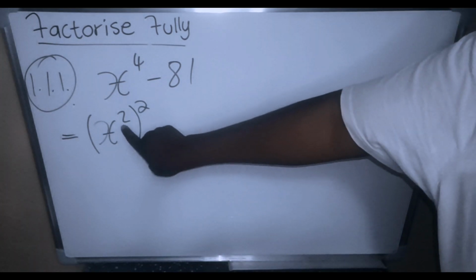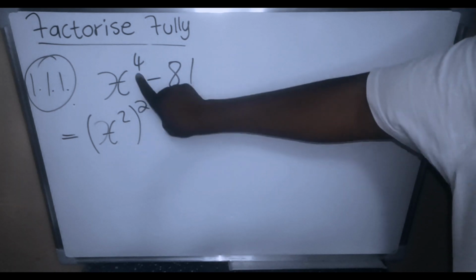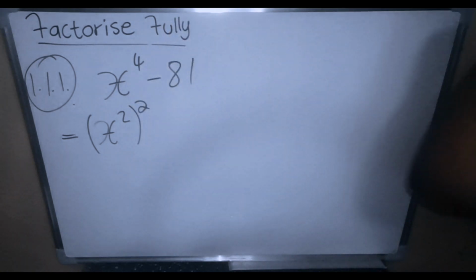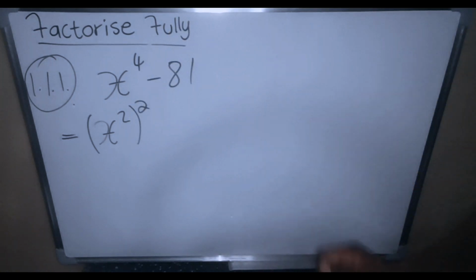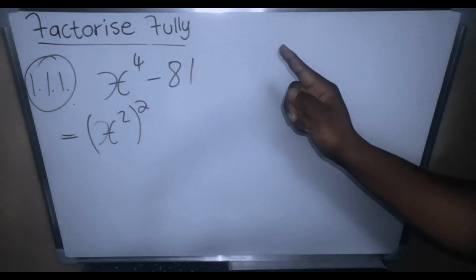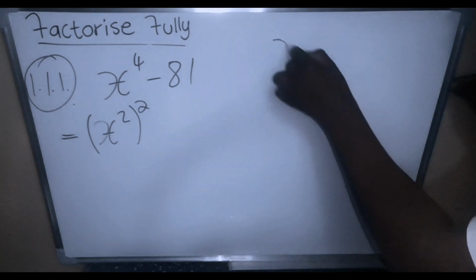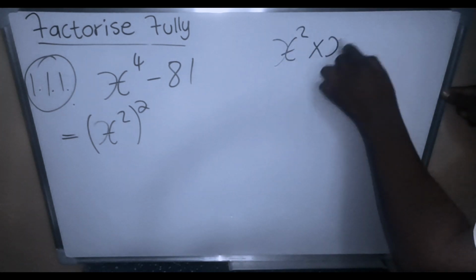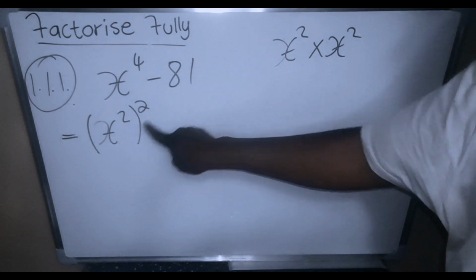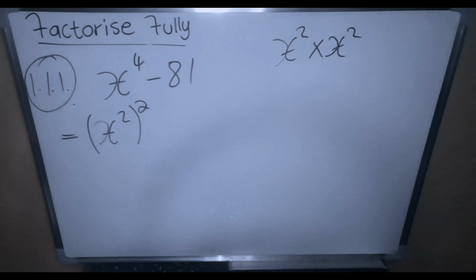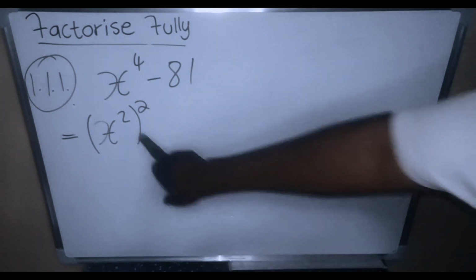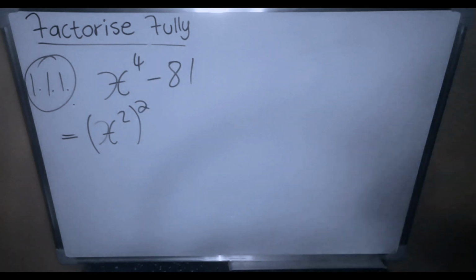Why? Because 2 times 2 is 4. When you have exponents like this, you must multiply them, you don't add them. 2 times 2 is 4. You only add them when we have x squared multiplied by x squared. But when they are exponents like this, you only multiply them. That's how you do it.